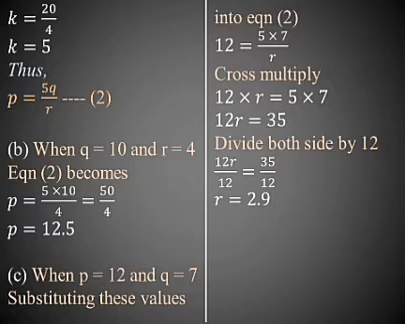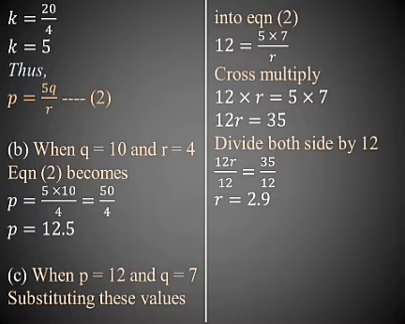Now for B, you were asked to find P when Q is equal to 10 and R is equal to 4. Substitute the values of Q and R into equation 2 and you'd have P equal to 5 times 10 all over 4. 5 times 10 is equal to 50, divided by 4 is 12.5. Hence, P is equal to 12.5.